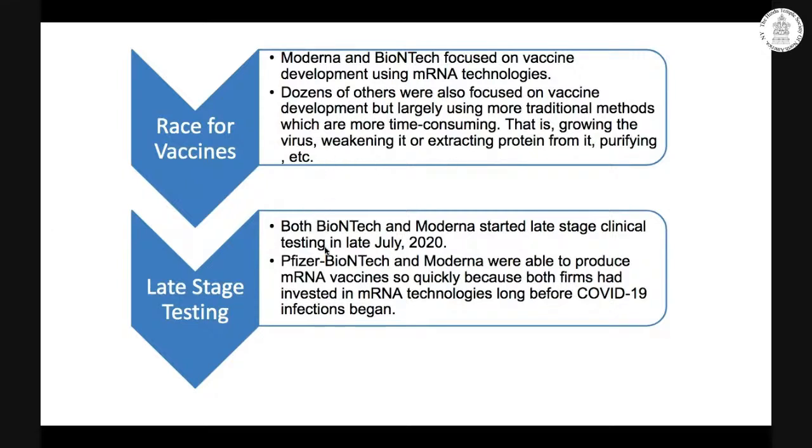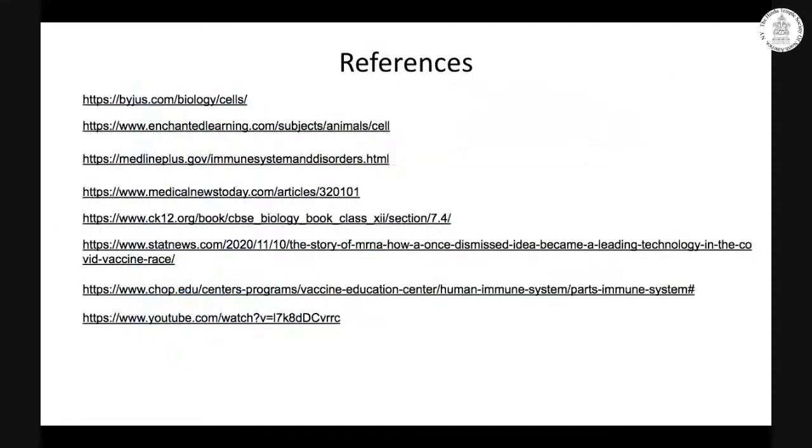Both BioNTech and Moderna started late-stage clinical testing in late July 2020. Pfizer, BioNTech, and Moderna were able to produce mRNA vaccines so quickly because both firms had invested in mRNA technologies long before COVID-19 infections began. These are the references.